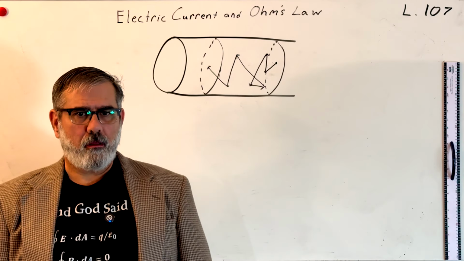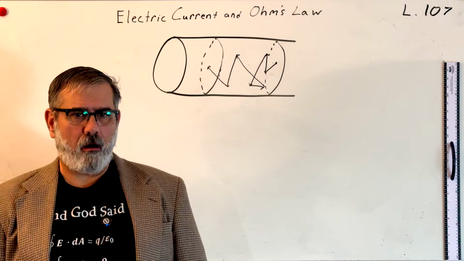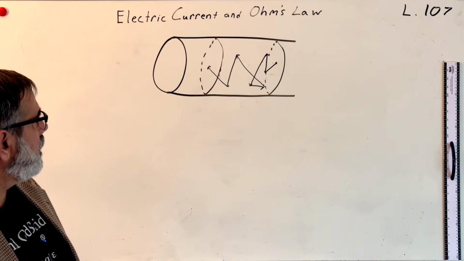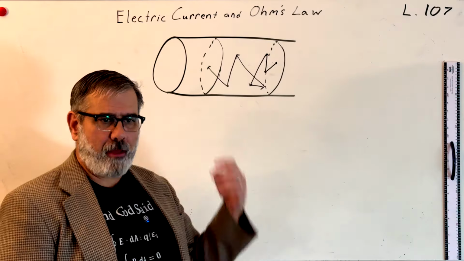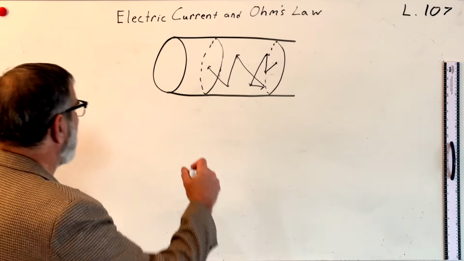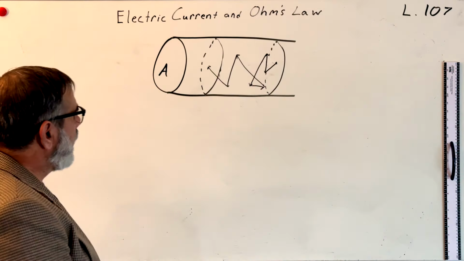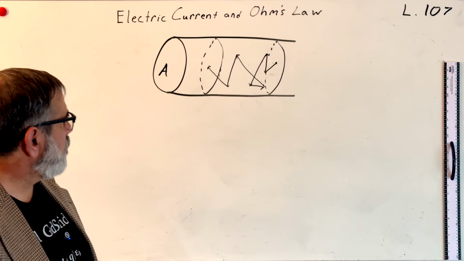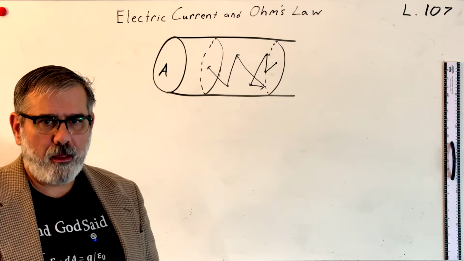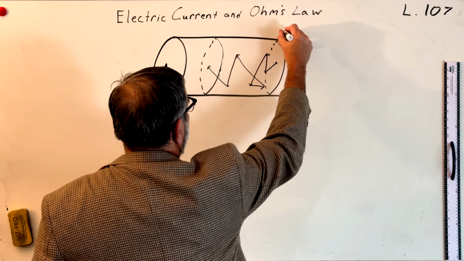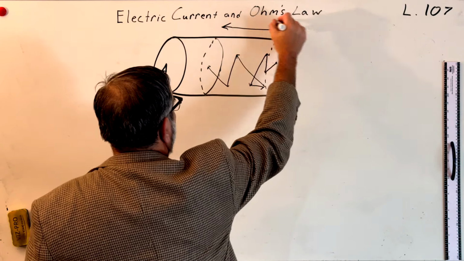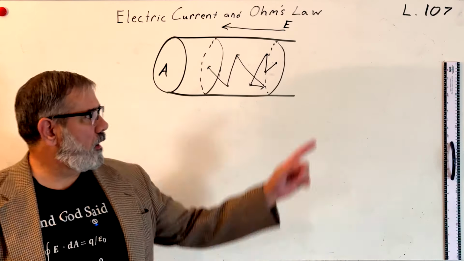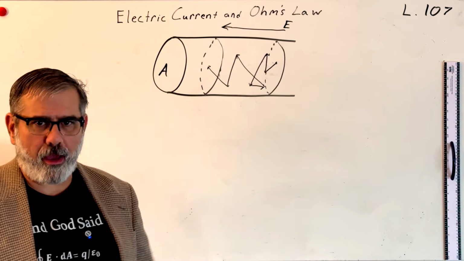Lecture 107, Electric Current and Ohm's Law. So what I've drawn up here is an expanded view of a wire. It would have cross-sectional area A and some length L. And I've described the path that an electron might be taking through the wire if we apply an electric field in this direction. So this would be what would happen if we were to connect one end of the wire to a battery and the other end to the other end of the battery.